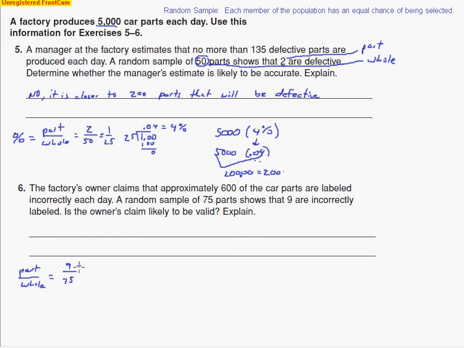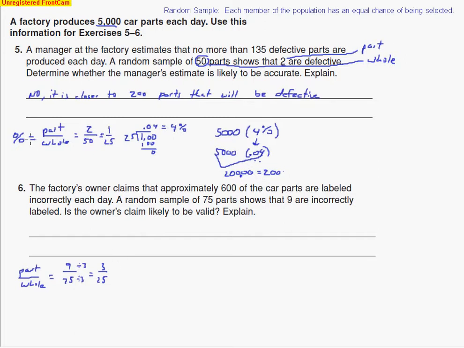So I'm going to reduce the fraction just to make it a little bit easier on myself. So I'll divide by 3, and I end up with 3 over 25. Now, the last one was 1 over 25. 1 over 25 was 4%. So 3 over 25 is going to end up being 3 times 4.